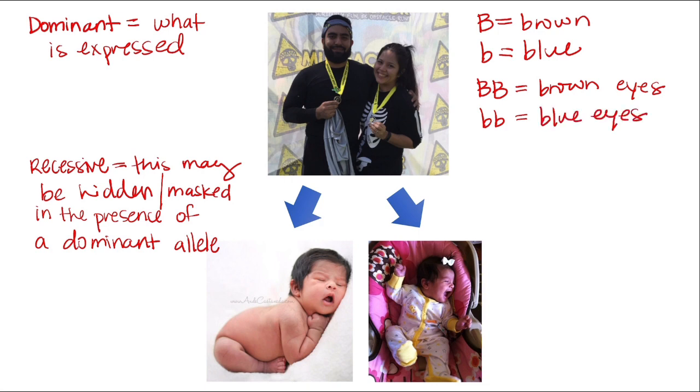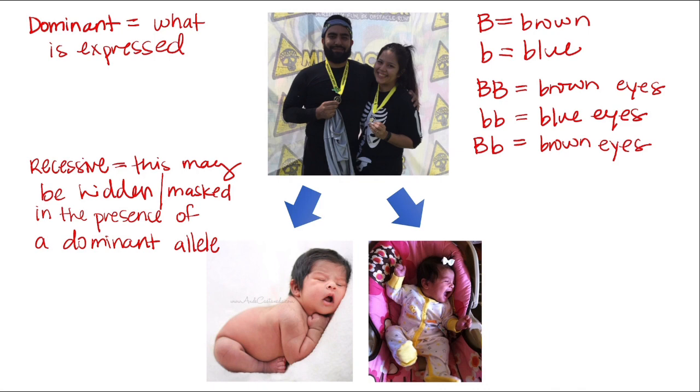The reason for that is if you have a blue copy and a blue copy, you're going to end up with blue eyes. If you have a brown copy and a brown copy, you're going to end up with brown eyes. Where the dominance comes into play is if you have a big B and a little b. So you have one dominant allele and one recessive allele. Like I said, dominant is what is expressed, recessive may be hidden or masked in the presence of a dominant allele. So if you have a dominant and a recessive, you're going to end up with brown eyes, because brown is the dominant version of that gene. That is what's going to get expressed, and it's the blue-eyed trait that's going to get masked or hidden.